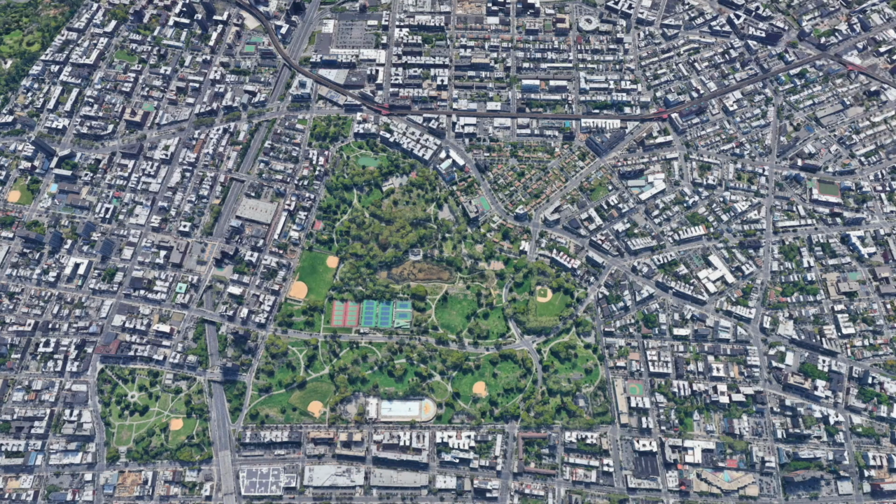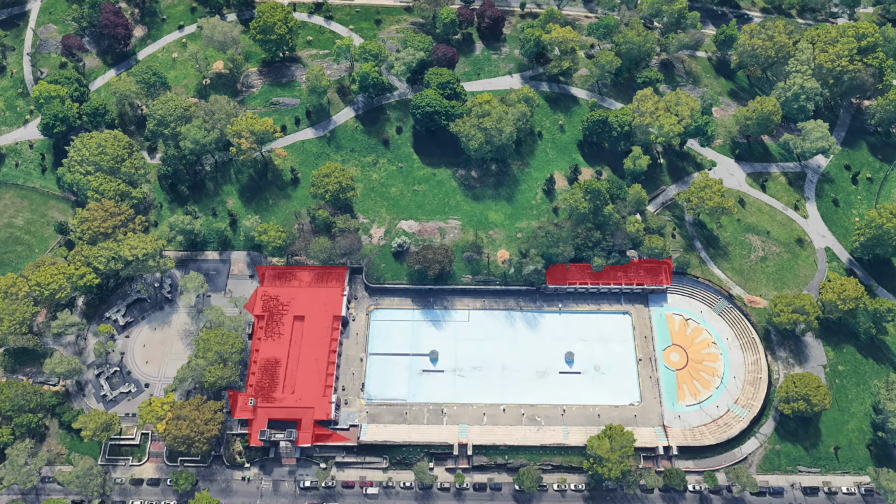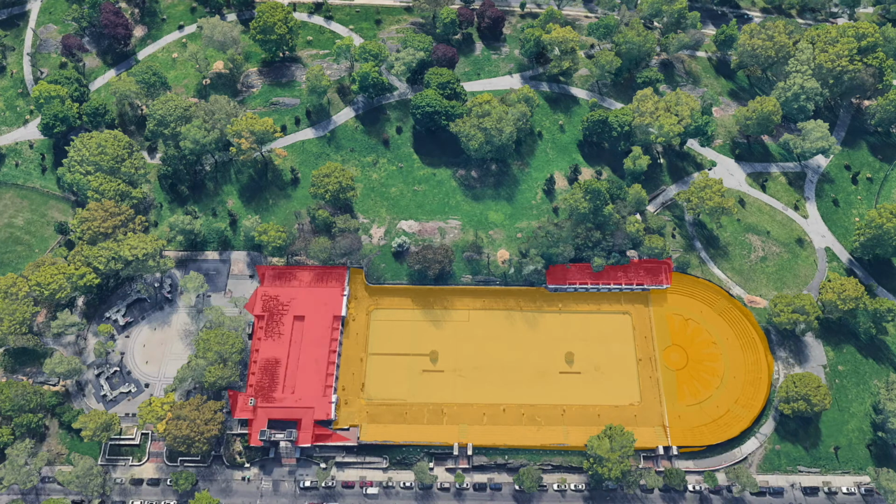If we take a deeper dive inside of the pool, we can see that orange is indicated for the public parts of the pool, while the red indicates the private parts. And here we can see how they combine and come together to create this Crotona pool.